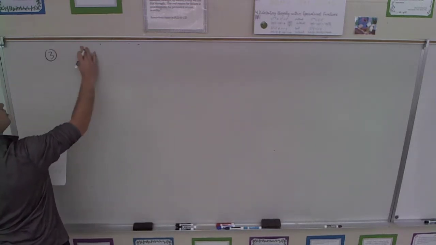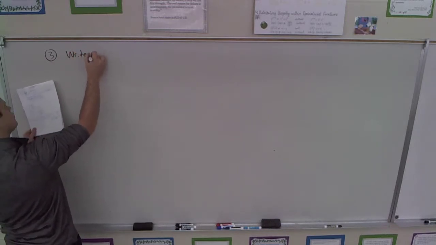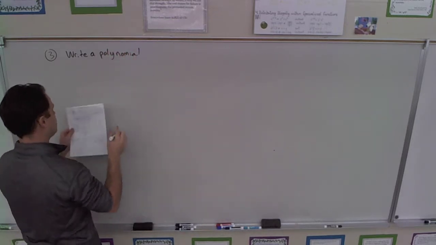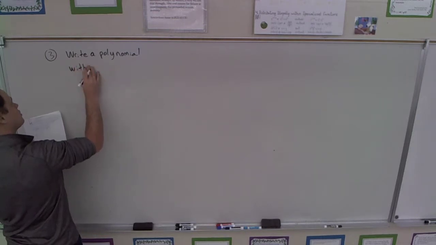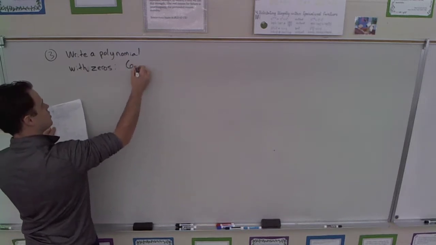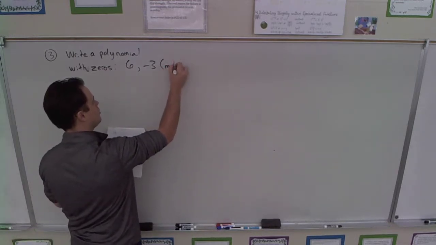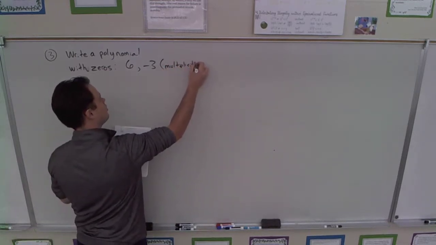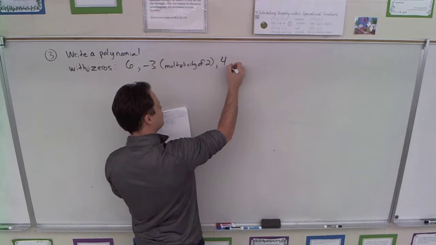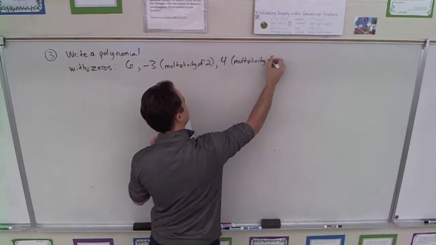So, third example, we're going to construct a polynomial. So we want to develop, write, construct, however you want to say it, a polynomial that meets some conditions. Our polynomial's got to do these things. So it's got to have the zeros 6, negative 3. I'm going to say negative 3 has to have a multiplicity of 2. We've talked about what that means. You guys can remind me in a second. And then the last zero will be 4. That guy's going to have not just a multiplicity of 1, it's going to have a multiplicity of 3.